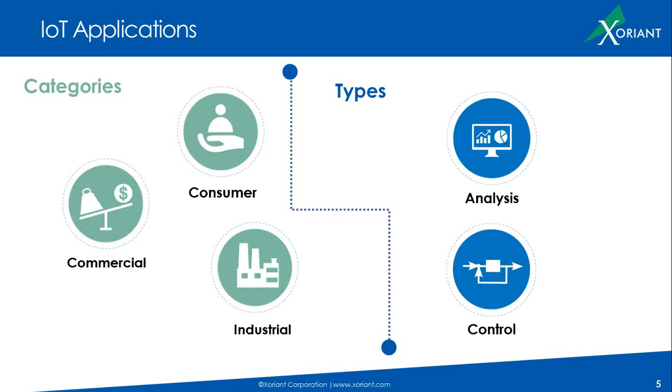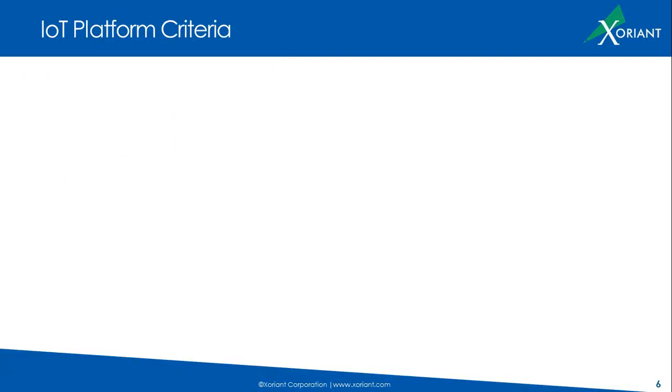So analysis and control are two types of typical IoT applications that you could look at while implementing it in your organization. Now, the next thing we are going to look at is a series of criteria. If you're evaluating any platform for your use from an IoT perspective, what are the different areas that you should be looking at in order to evaluate a platform correctly?